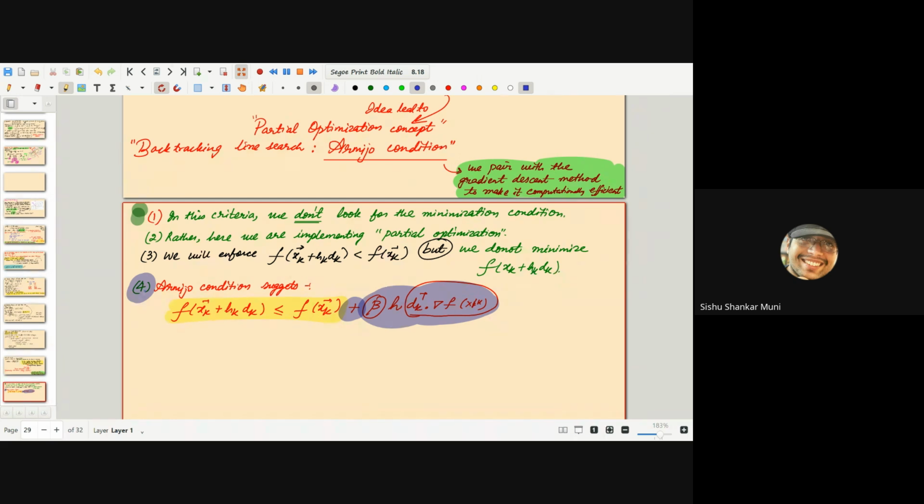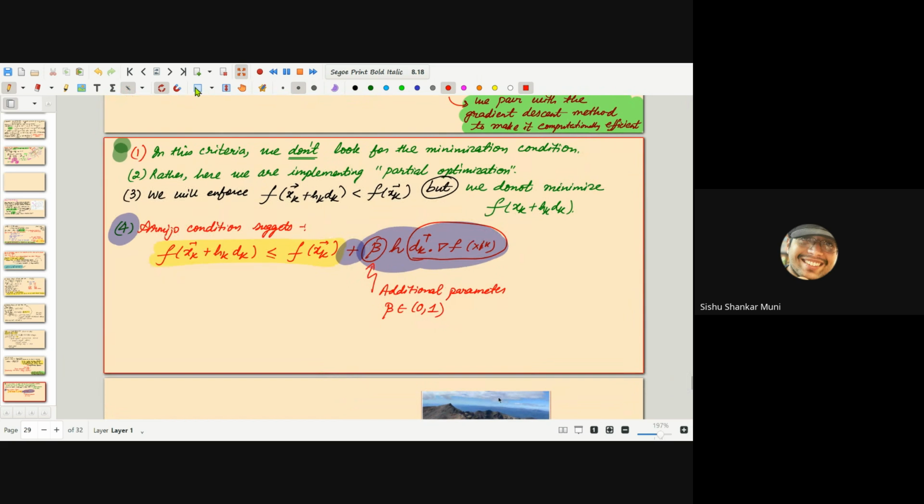Same example, f of x1, the same ellipse example. So what is this beta? This beta is nothing but an additional parameter. The Armijo condition says that this beta should lie between 0 and 1 only. You cannot take any other value. Just with a pinch of salt, you can take it that this is true. We are not going into the detail of the proof of why.